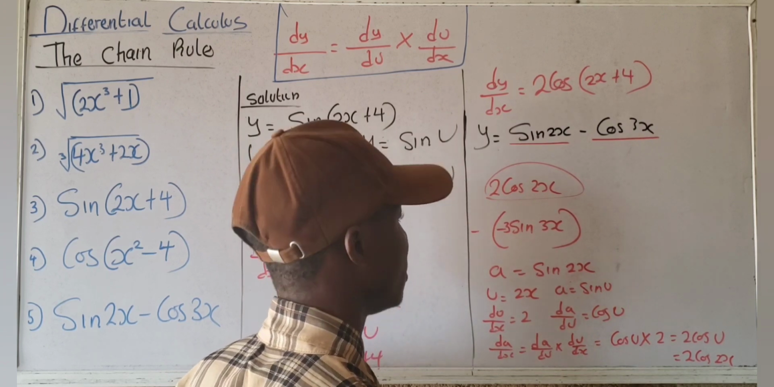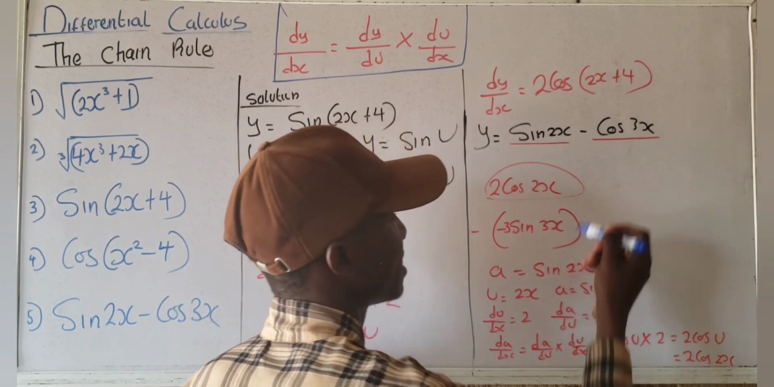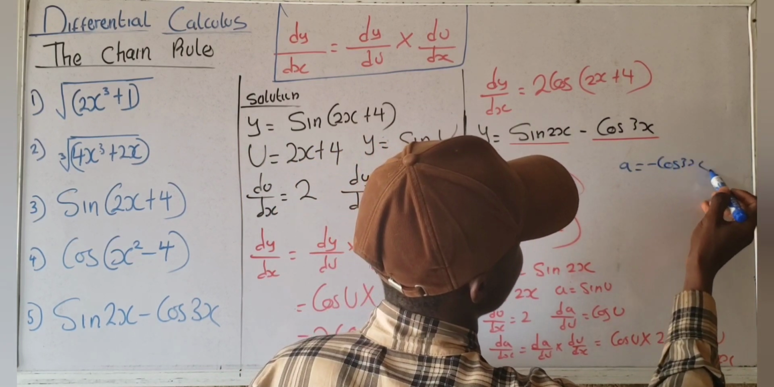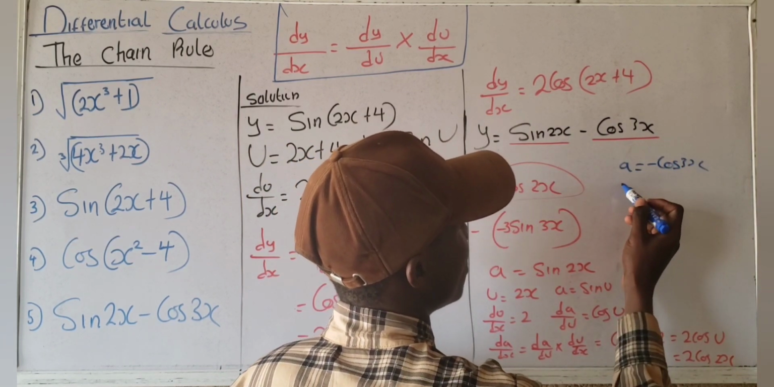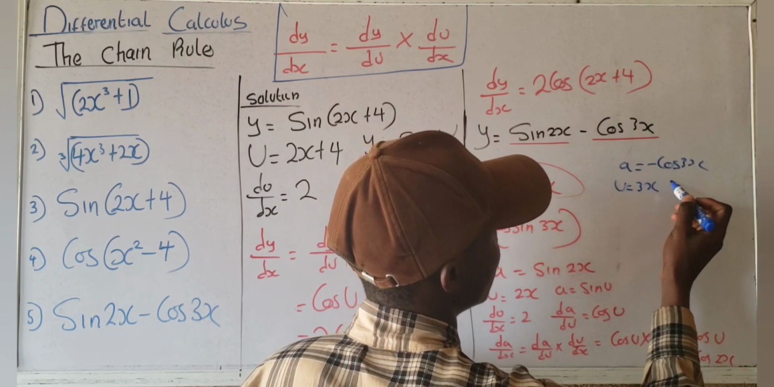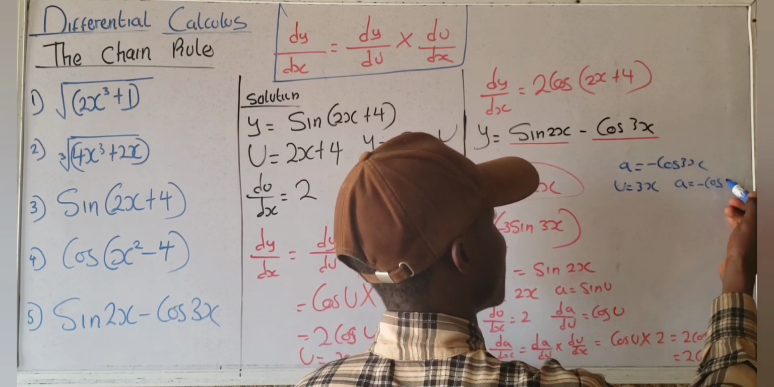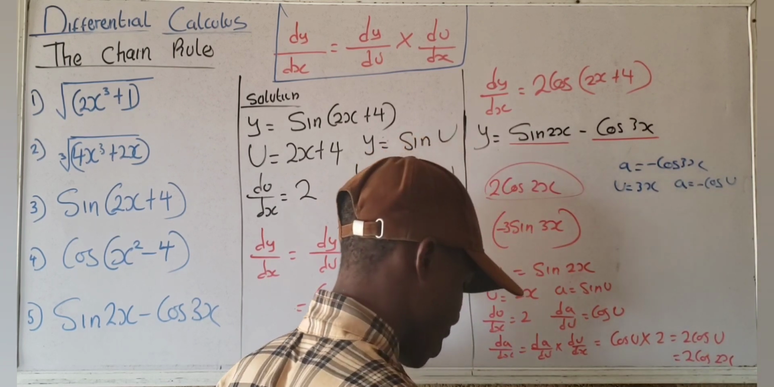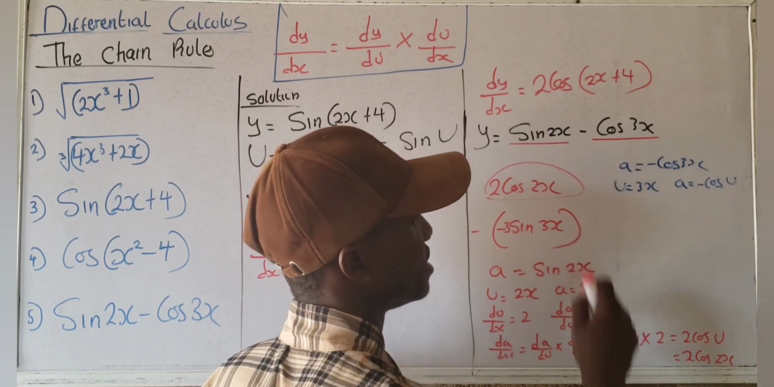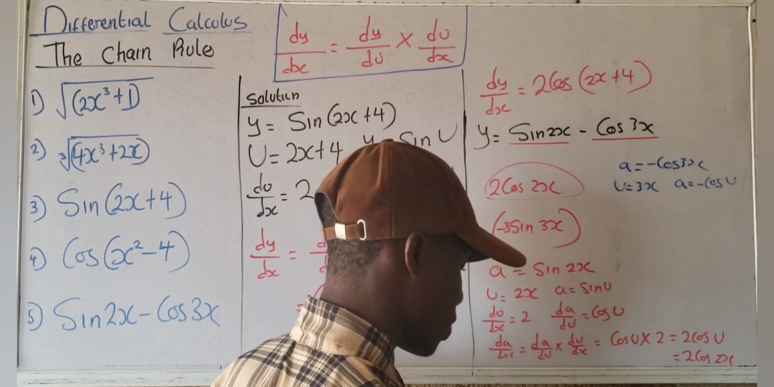Now, let us get the derivative of negative cos 3x. Set a equals to negative cos 3x. Now, let us set u equals to 3x. That means that a will be equals to negative cos u. You understand? Now, let us take the derivative of both u and a. What we are looking for here is da/dx.